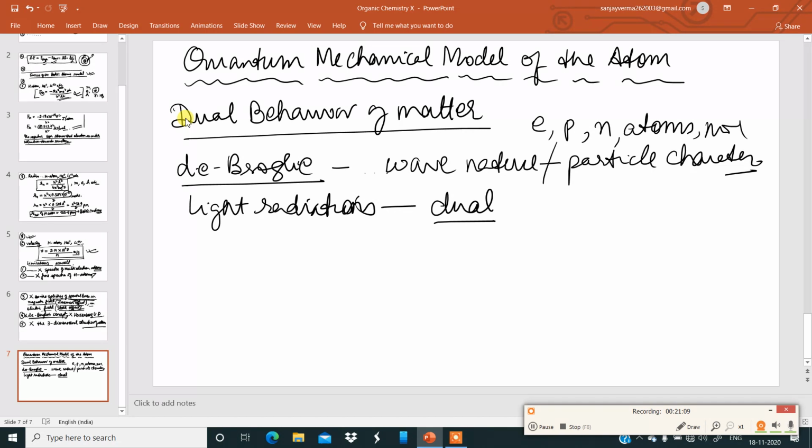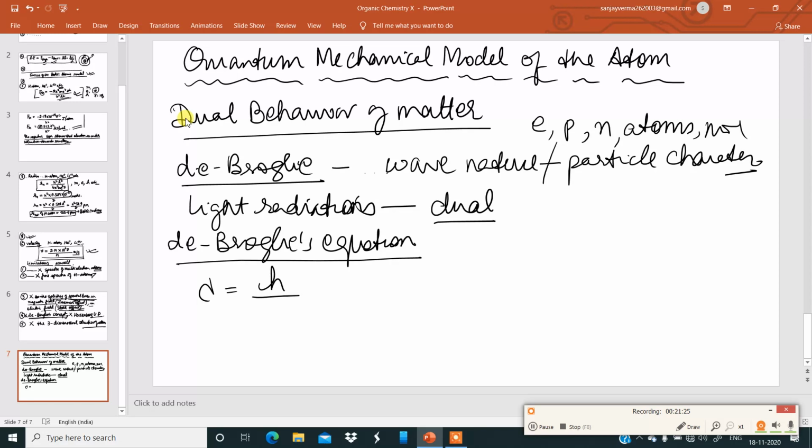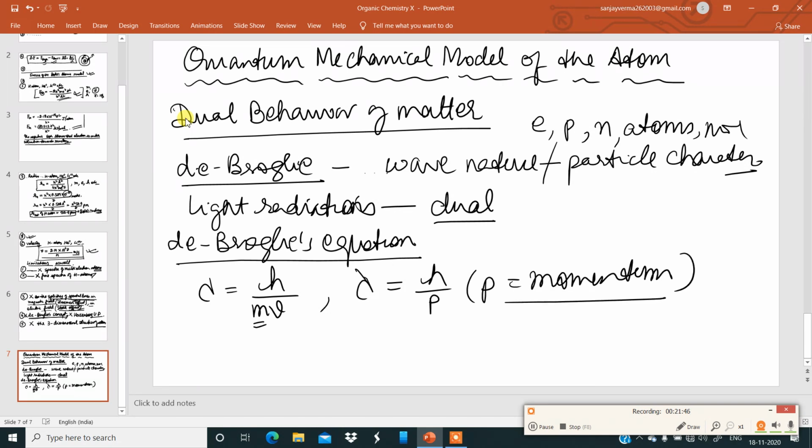According to de Broglie, there is an equation given by him. De Broglie's equation is lambda equals h by mv, where m stands for the mass of the particle. The same equation can be written in another form: lambda equals h by p, where p stands for momentum, the product of mass and velocity of the particle.